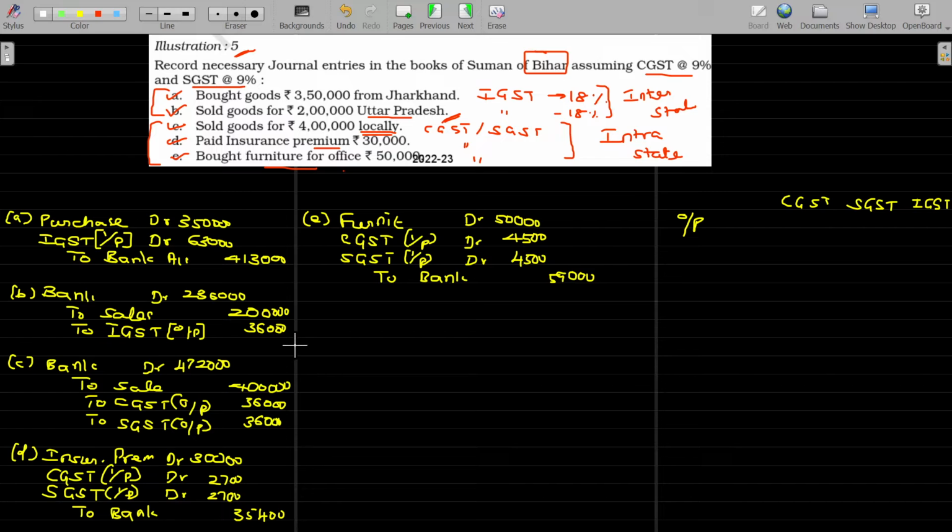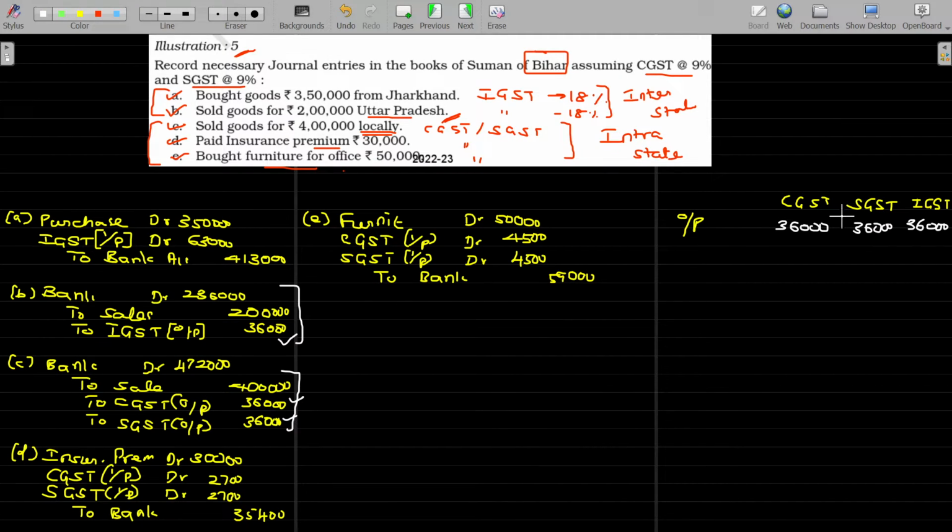So these two are the output. These two are the output. 36,000 is the output tax for IGST. 36,000 and another 36,000 for CGST and SGST is payable. 36.